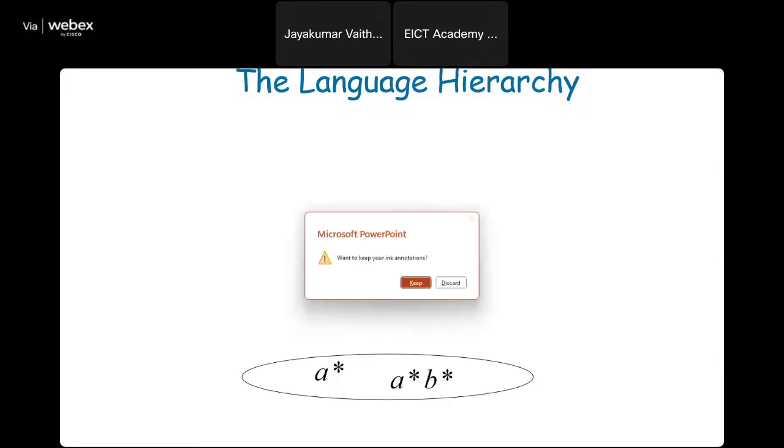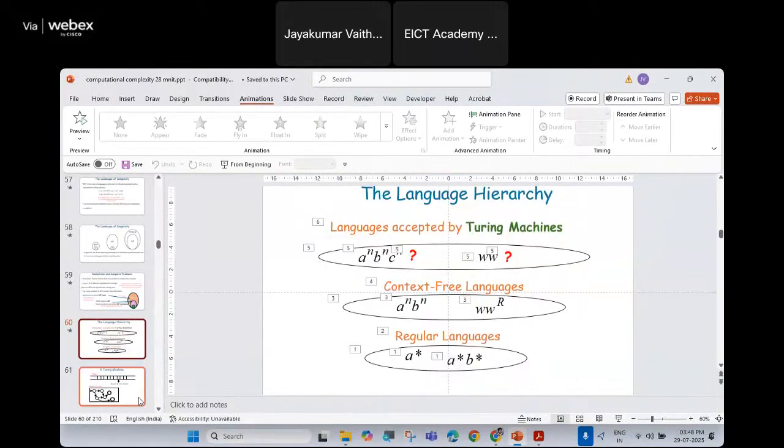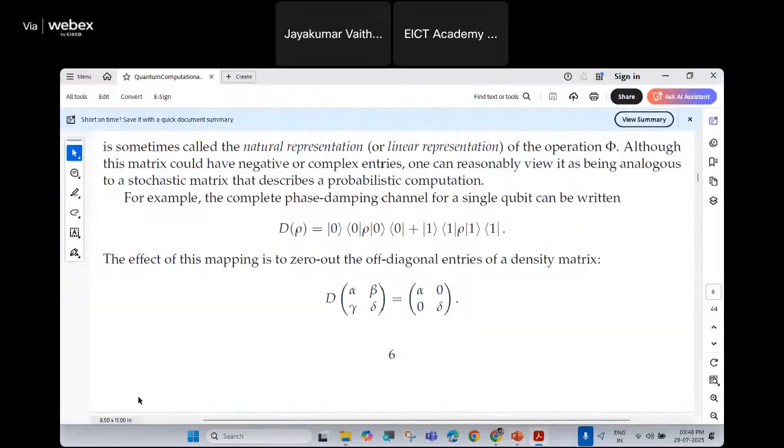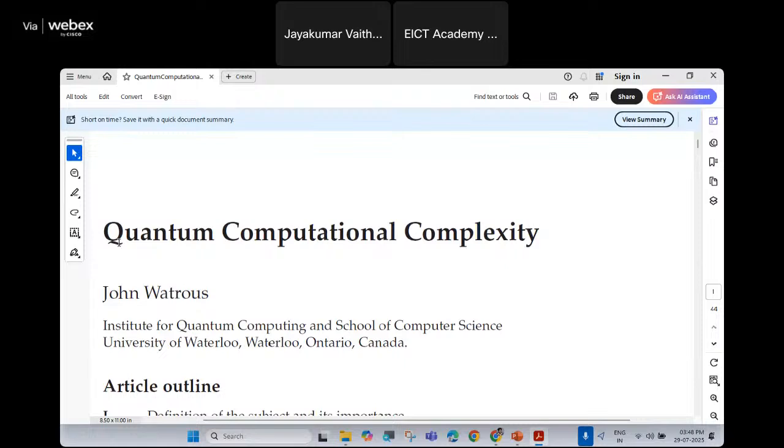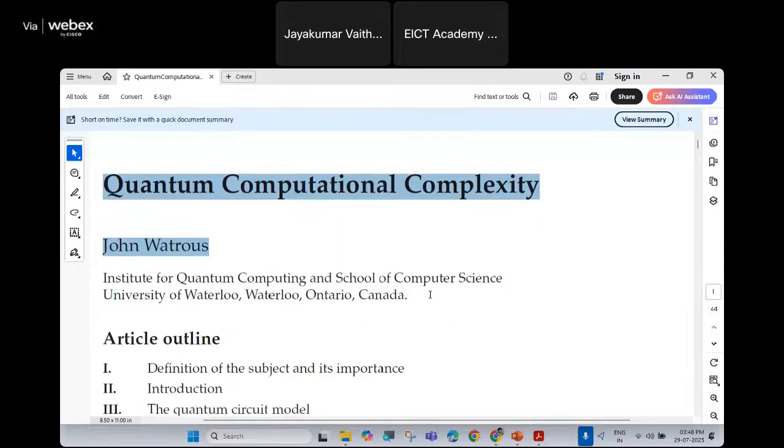So I will try to show the resource where I took this from. In quantum, complexity classes is one of the difficult topics to handle. So I'll provide this resource for you. This is a very beautiful set of notes that you can refer to. So please look at these notes.